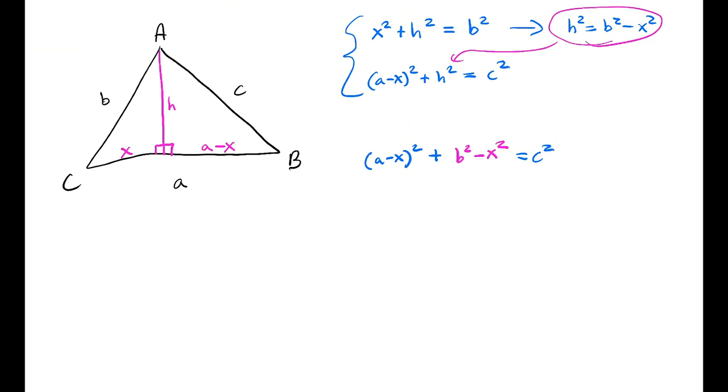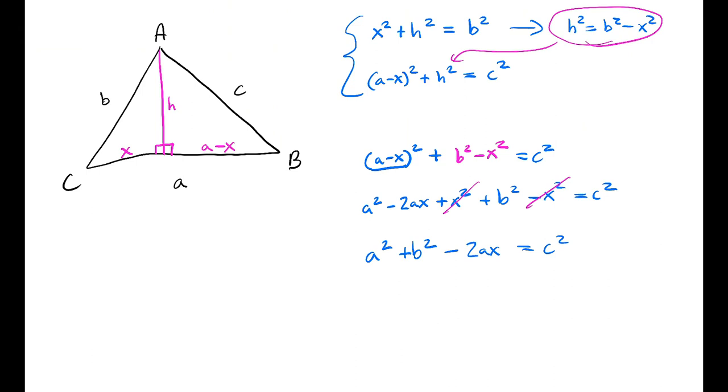All right, I'm going to just multiply this out here. What we end up getting is a squared minus 2ax plus x squared plus b squared minus x squared equals c squared. Now look at that. The plus x squared and the minus x squared already canceled out. That's really nice. The fact that these two are gone just made our life a little bit easier. So now we've got a squared, reordering it, plus b squared minus 2ax equals c squared. We're already almost done.